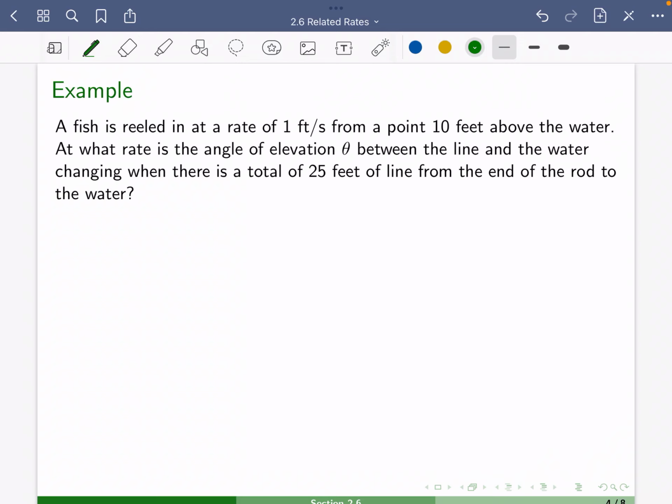In this video, we are going to look at an example that is related to related rates. So we're looking at a related rates example. So let's look at our example.